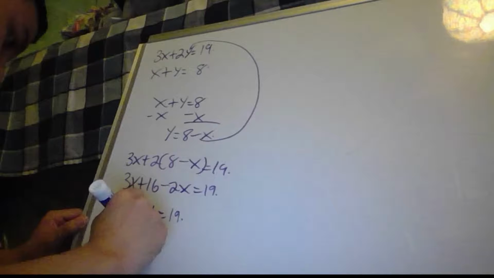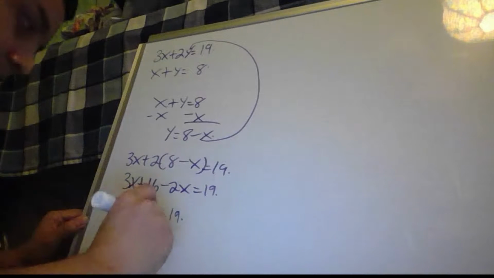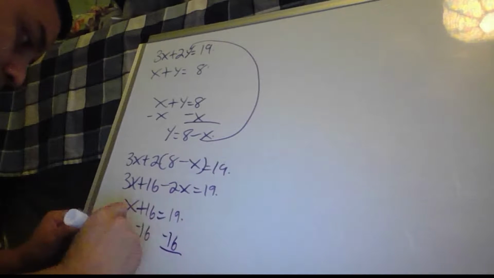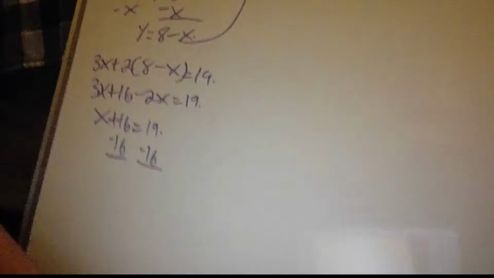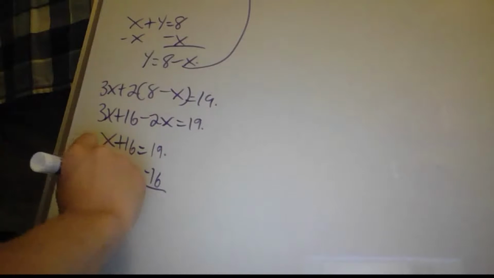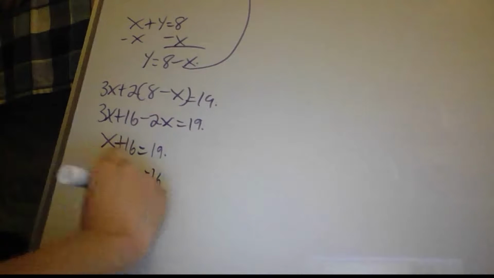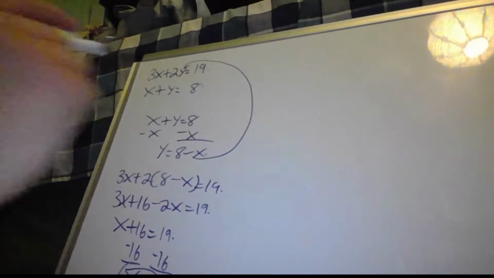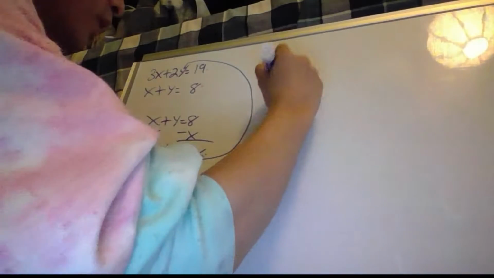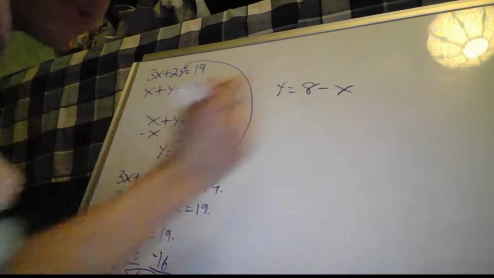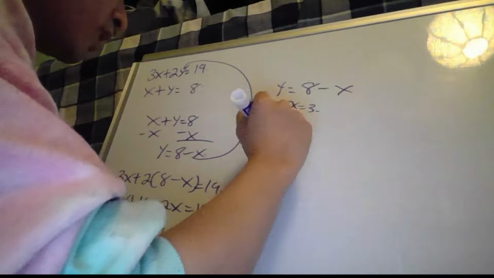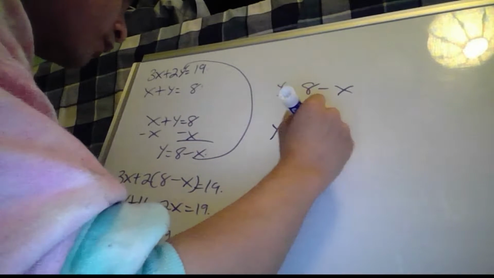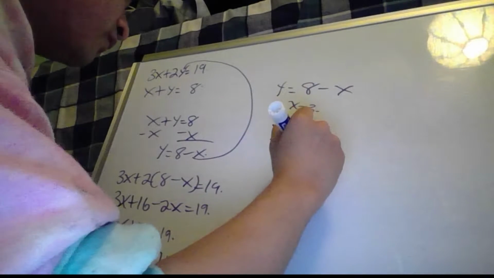Then we're going to subtract 16 on both sides. And we get x equals 3. Now, we're going to plug that back in for our y value. So basically we have y equals 8 minus x, okay? We have x equals 3, so then we have y equals 8 minus 3. So then we get y equals 5.